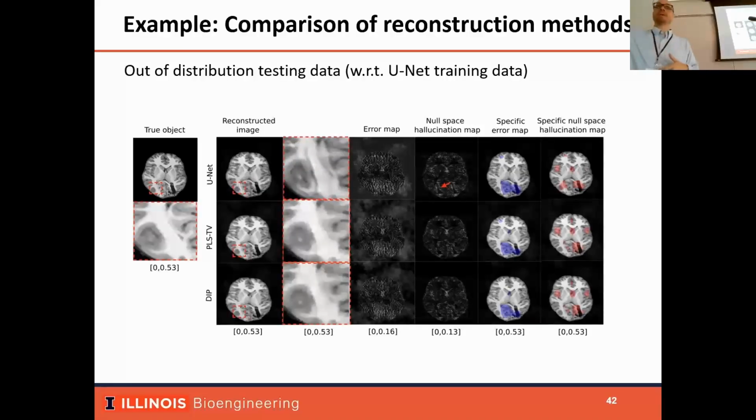The UNet, as soon as we stepped out of distribution, lost its nice behavior. The PLS-TV and DIP did much better on the out of distribution data. And these errors here, if you look at the hallucination map, you can actually see these structures in the hallucination map for the UNet. So again, this is just confirming what other people have seen: when you have a data-driven method and you go out of distribution, the data-driven method can hallucinate, and using hallucination maps, we can start to localize, we can start to see those hallucinations. That's basically the take-home point.